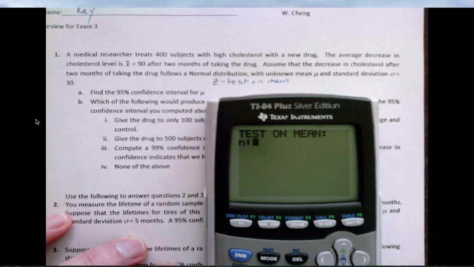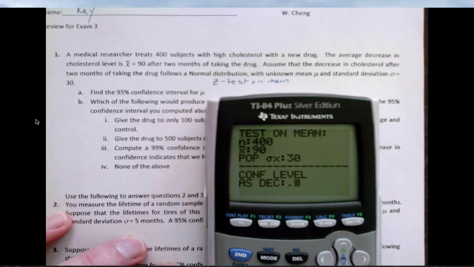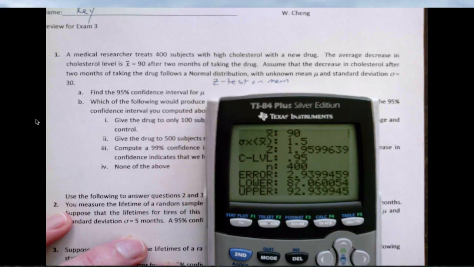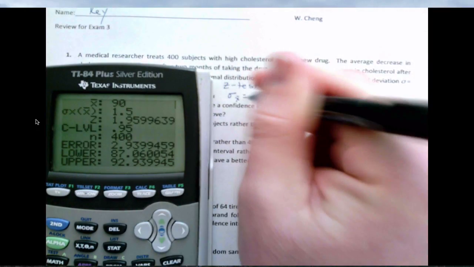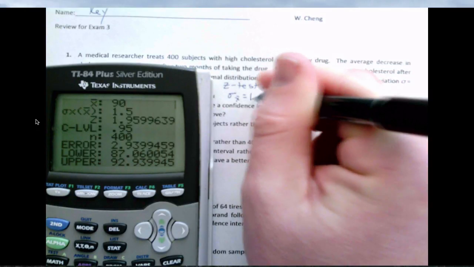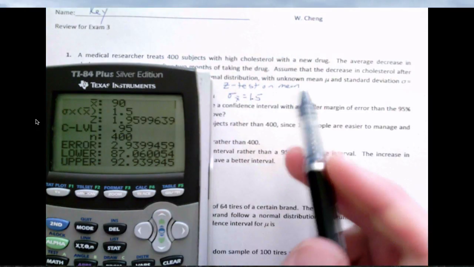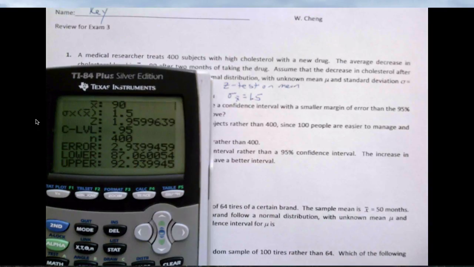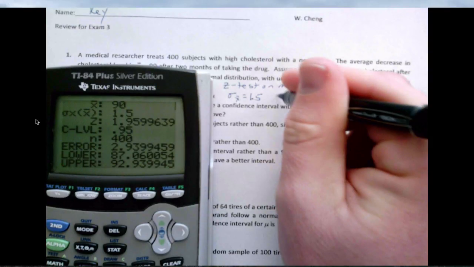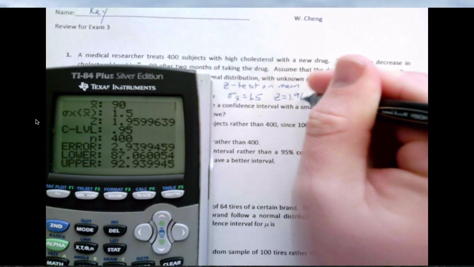Our n was 400. Our decrease was 90. Our standard deviation was 30. Confidence level in this case is 95, so 0.95. First I need to record the standard deviation of X bar, which is 1.5. Again, that comes from the 30 divided by the square root of 400, which is 20. I need to identify the z-value, which is 1.96.